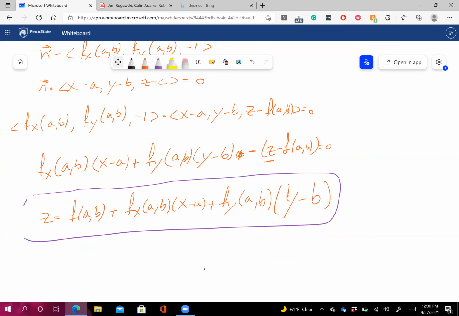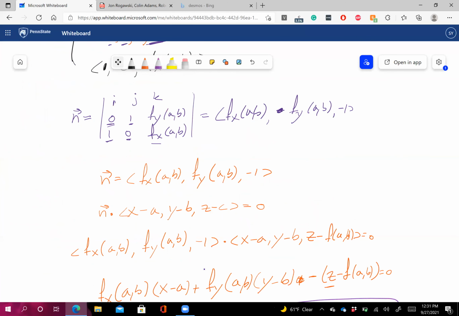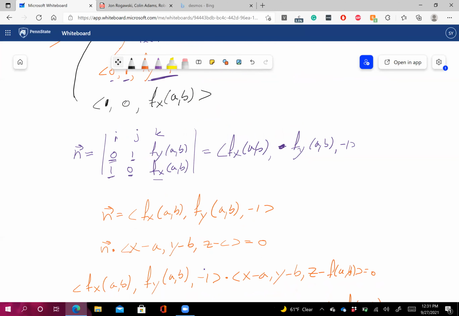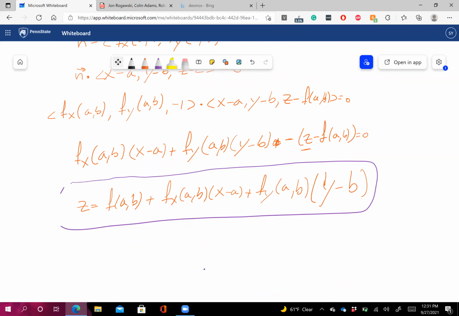Yes. Why did you change this to c? So c is just the z point in the plane. c over here is just the z component. And this point in the plane is in the form (a, b) and f of (a, b). So this is just c. It's just the z component of the point. Any other questions?